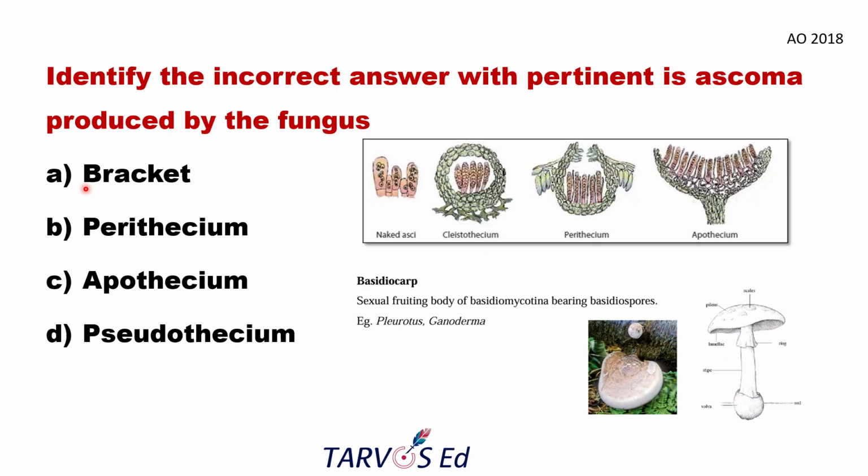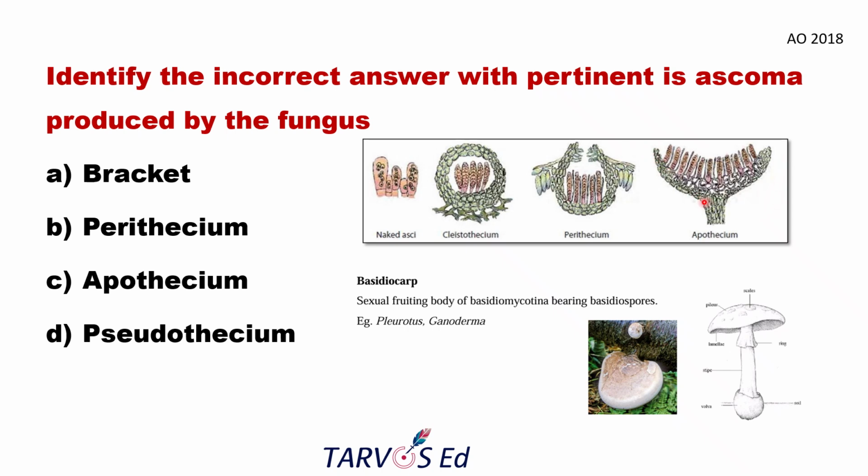When we discuss it a little more elaborately, there are four different types of fruiting bodies produced by the Ascomycota. Naked is one. When it is a completely closed sexual fruiting body, it is called cleistothecium. A closed ascocarp with a small opening at the top is called perithecium.